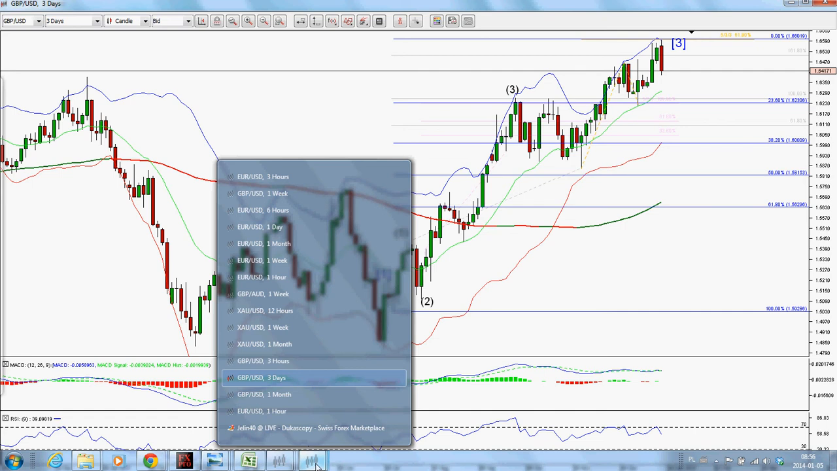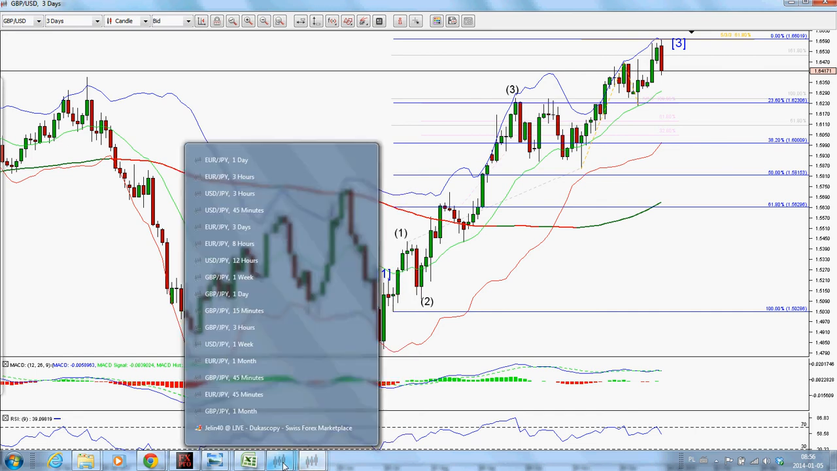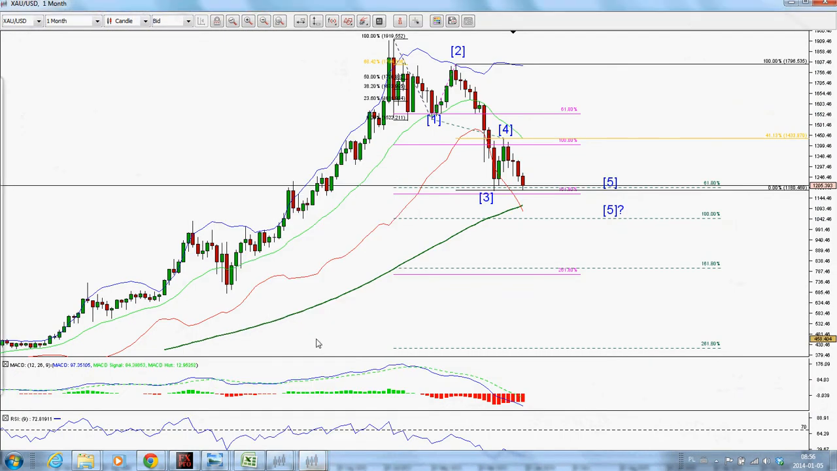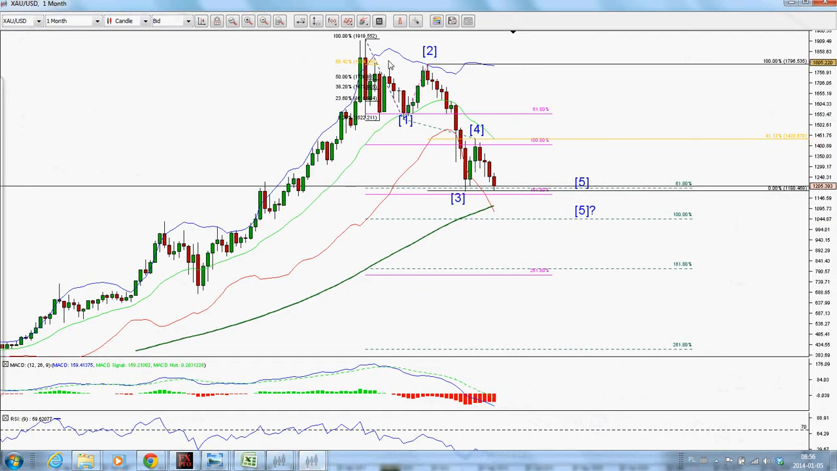As you can see, I've got 2 accounts opened, and I split my charts among those 2 accounts, which gives me some more flexibility. So you can do the same if you use forex. I've got gold here as well, and in my opinion the gold is making a 5 wave to the downside. This is 1, 2, 3.